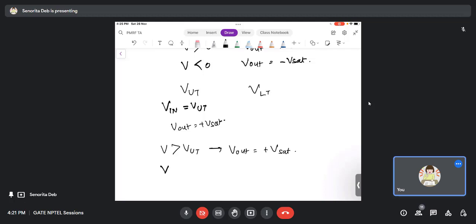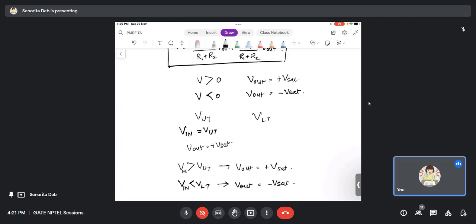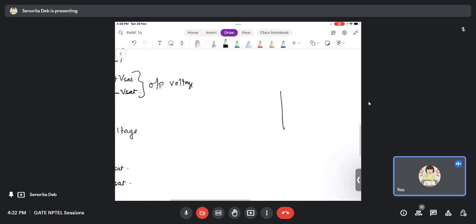And V in less than VLT will give you minus V sat. So remember, the upper threshold and lower threshold are the values of the input voltage, and plus Vsat, minus Vsat is the output voltage. The op-amp will only compare what comes into its terminals. The op-amp will only compare these two voltages, right?